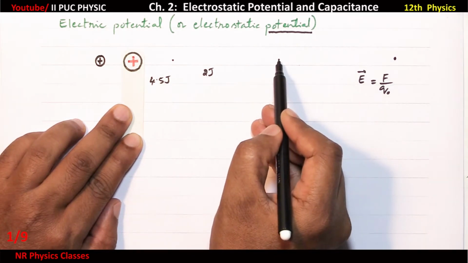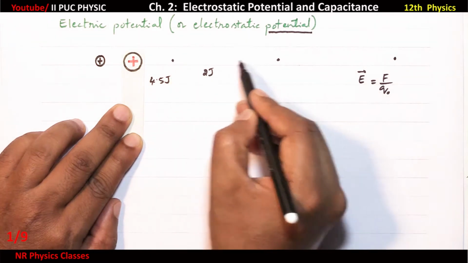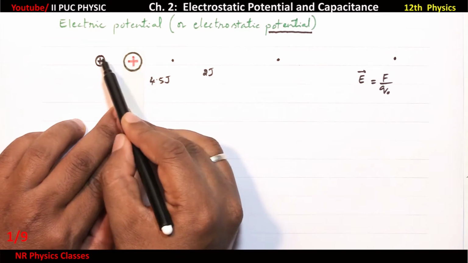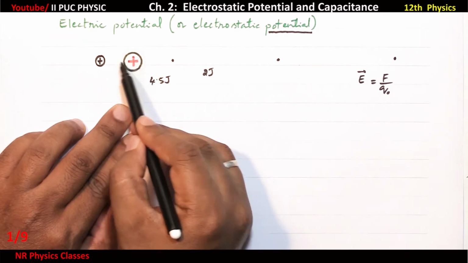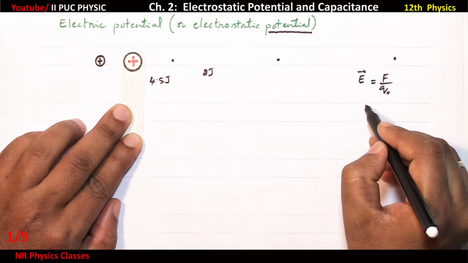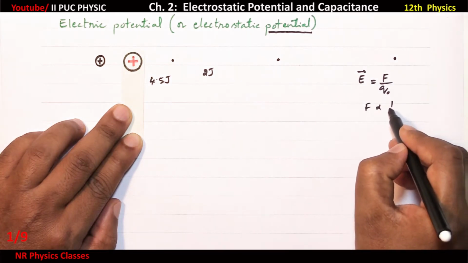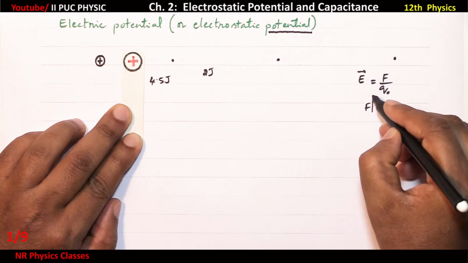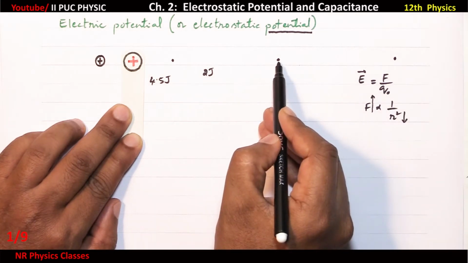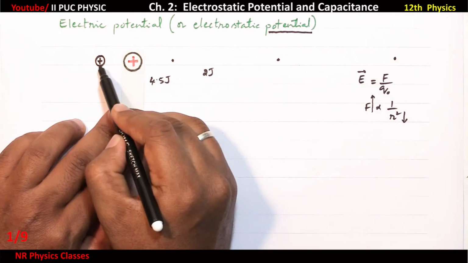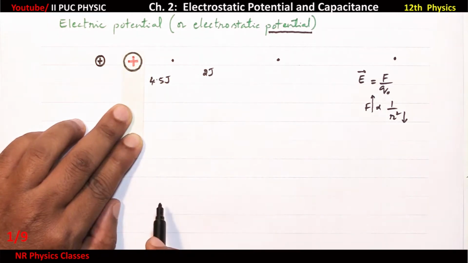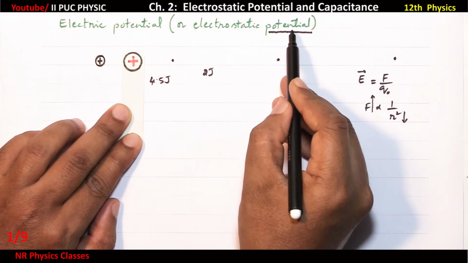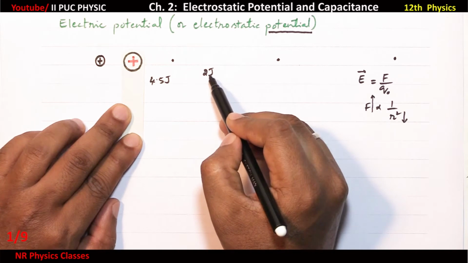Why? Work done to move from this point to this point is less and from this point to this point is more, which means as the charge approaches the fixed charge, the repulsion between the charges will increase because force is inversely proportional to the square of the distance. If distance is less, force of repulsion is more. We have to do more work to bring this charge closer to the first charge or the fixed charge, isn't it? Now, this electrostatic potential is defined based on this work done.